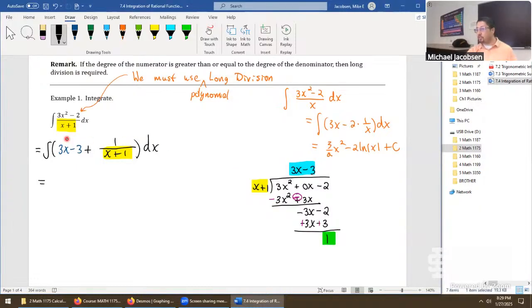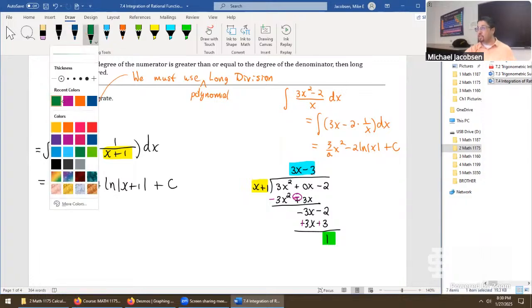So antiderivative of 3x is just 3 halves x squared. Antiderivative of negative 3 is just a minus 3x. This one's tricky though, but there's a hint. Antiderivative of 1 over x is the natural log of absolute value of x. And same thought here. This turns into the natural log, absolute value, x plus 1 plus a constant.